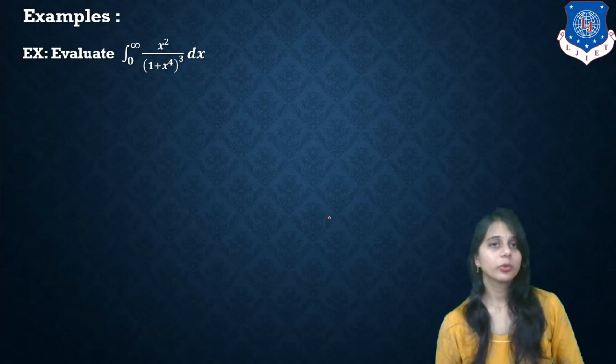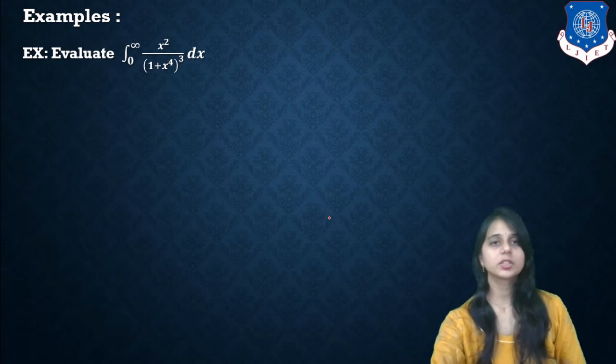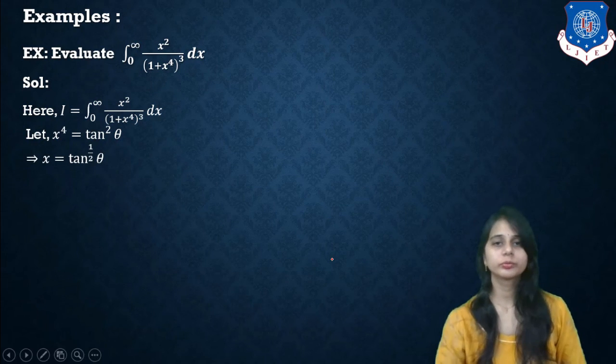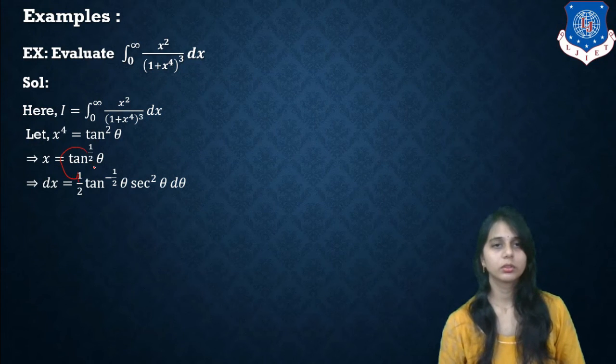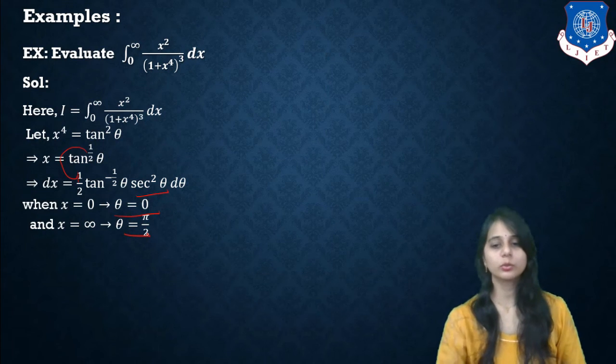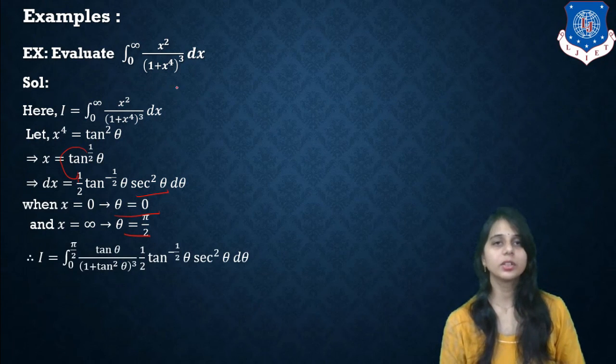Now evaluate integration 0 to infinity of x square upon (1 plus x raised to 4) whole cube dx. Again we assume x raised to 4 equal to tan square theta. So x equals tan raised to 1/2 theta, and dx equals 1/2 tan raised to minus 1/2 theta into sec square theta d theta. Now if x equals 0, then theta equals 0. If x equals infinity, then theta equals π/2. Put the values in this integration, from 0 to π/2. What is x square? x square is tan theta.